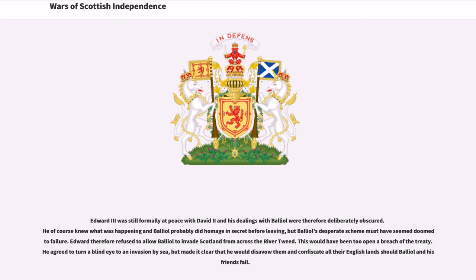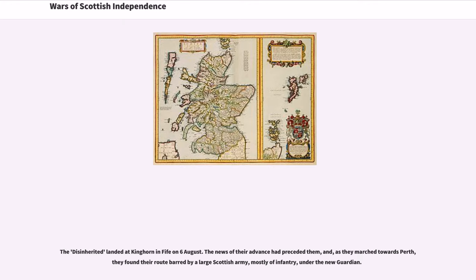Edward therefore refused to allow Balliol to invade Scotland from across the River Tweed. This would have been too open a breach of the treaty. He agreed to turn a blind eye to an invasion by sea, but made it clear that he would disavow them and confiscate all their English lands should Balliol and his friends fail. The Disinherited landed at Kinghorn in Fife on 6 August.